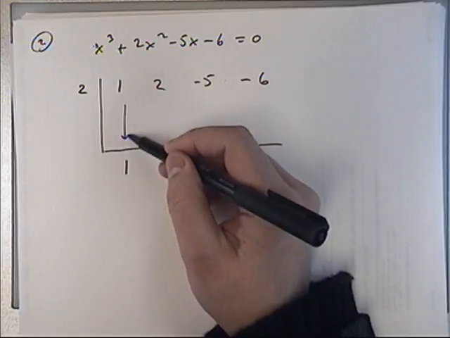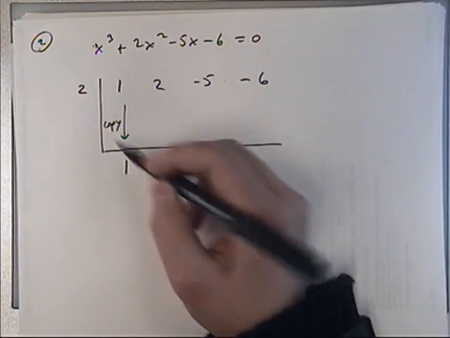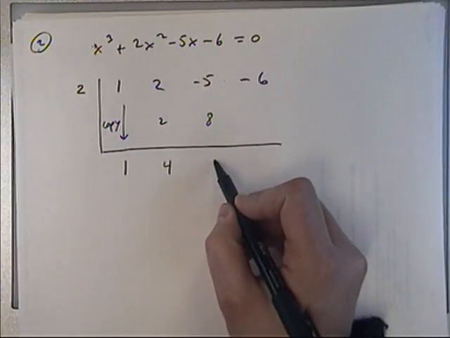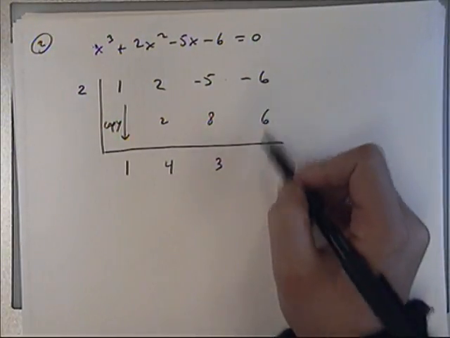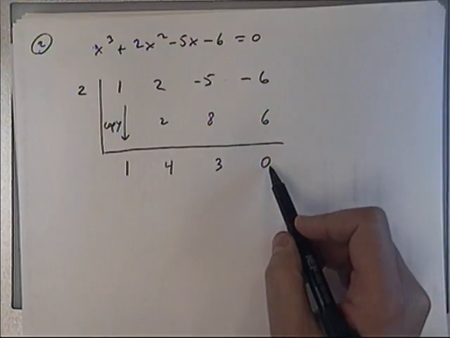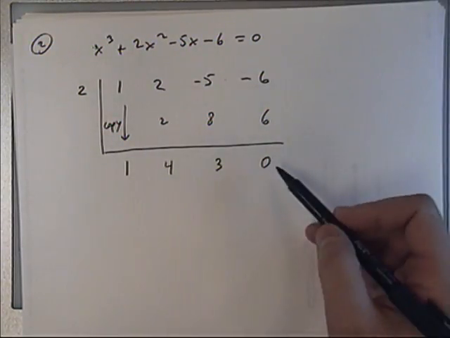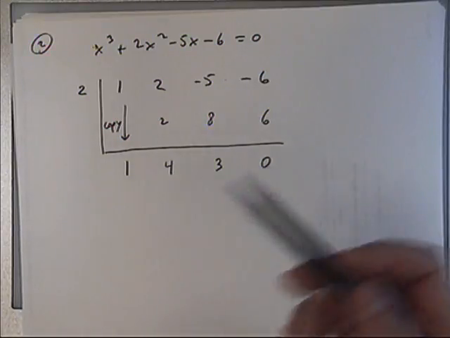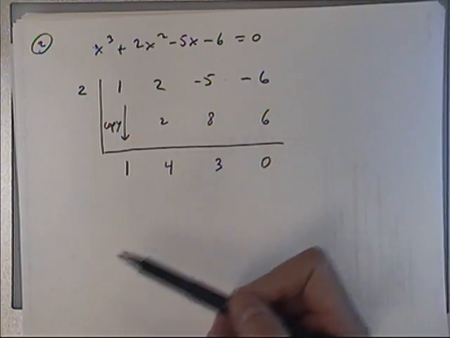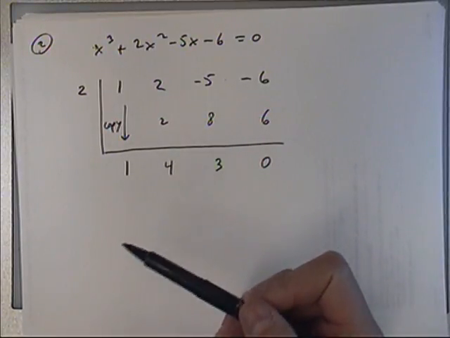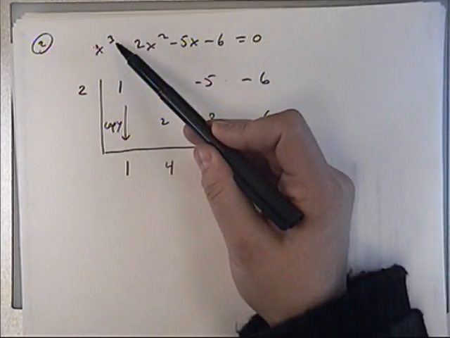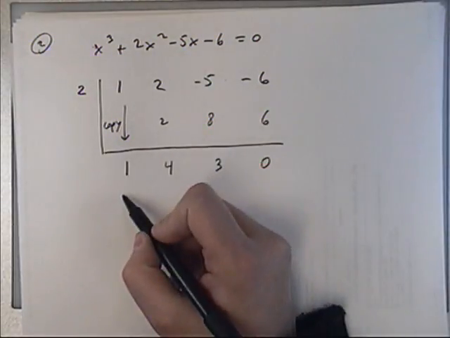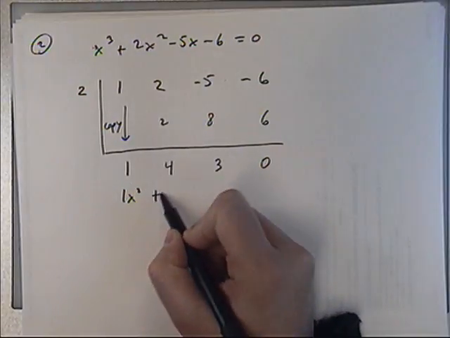Copy down the 1, multiply by 2, add, multiply, and add. And again, this synthetic division should give you 0 remainder. What we just did with synthetic division is we divided a first degree polynomial into a x to the third power polynomial. So a first degree divided into a third degree gives you a second degree answer.